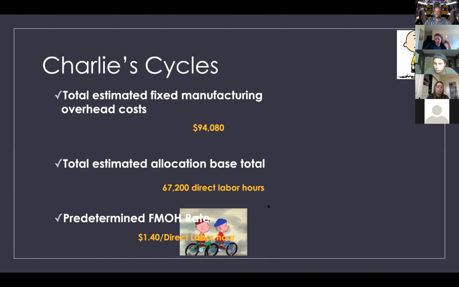And since we have 4 hours, we're estimating that we'll spend 4 hours on every bicycle and tricycle. Our estimate is we're going to allocate $5.60, $1.40 times four, $5.60 to every bicycle and every tricycle that we make.